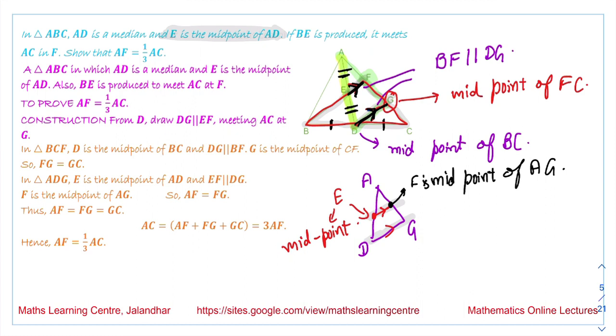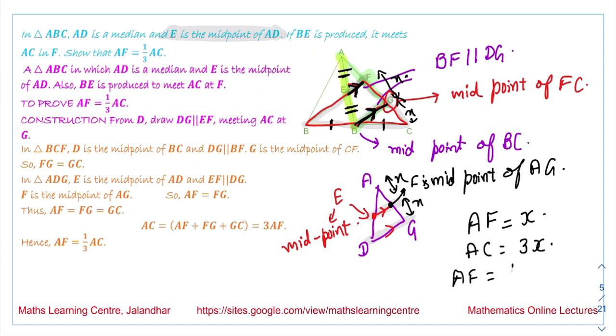So what we get from this is, if this length GC is X, then this length FG is also X. Since FG is X, then AG is X. It means this AF, the length of AF, is X, and the length of AC is 3X. So what we get is that AF is equal to 1 by 3 times AC, and this is what we had to prove.